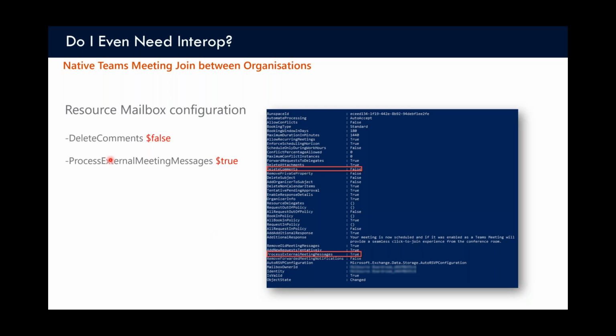You need to make sure that comments is not being deleted, but this one here is more important, process external meeting messages, okay? So if we want to accept meeting invites from people outside the organization, we need to have that on, okay? And if you are not from the technical side of the equation, then please reach out to your technical teams that can help you with this type of thing.